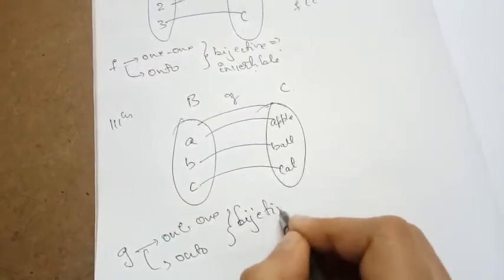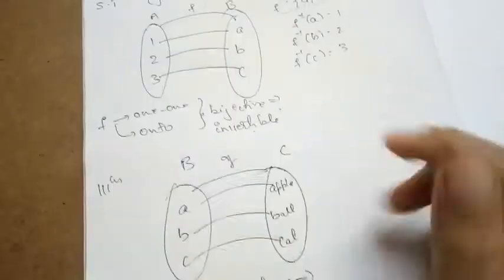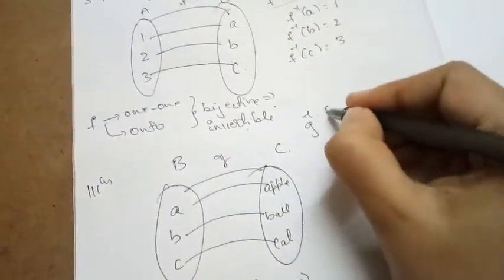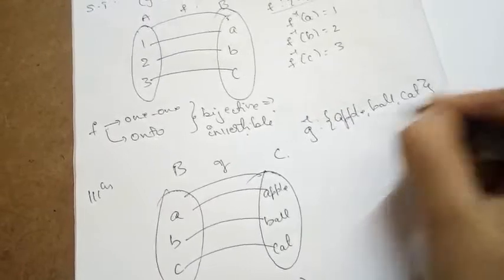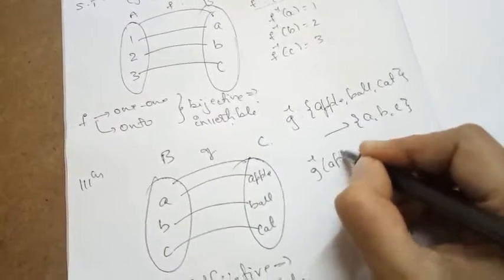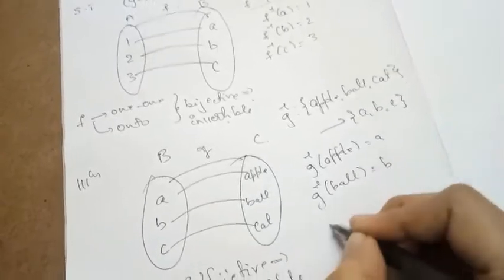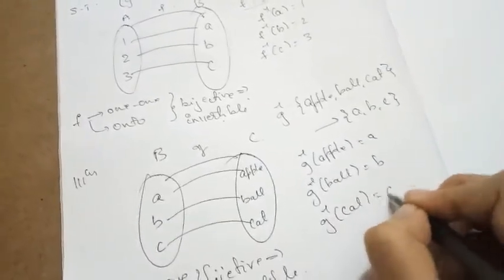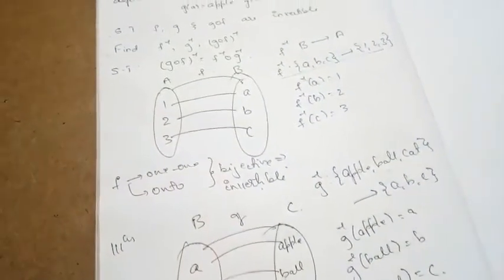Since g is bijective, it implies it is an invertible function. Invertible function means there exists a g inverse function which is defined from set {apple, ball, cat} to {A, B, C}, such that g inverse of apple is A, g inverse of ball is B, and g inverse of cat is C. So here we have said that f is invertible and f inverse is also found out. g is also invertible and g inverse is also found out with these two mapping diagrams itself.